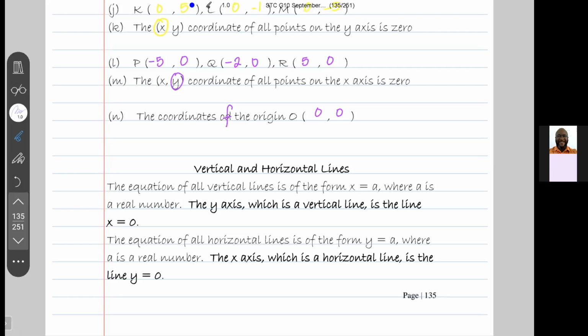All right, now sometimes this gives students some problem. How is it that the x coordinate is the horizontal coordinate, but the x lines are vertical lines? It normally gives people problems, but let's overcome this problem early, and you'll see what I'm saying in a second. Now, the equation of all horizontal lines is of the form y is equal to a, where a is a real number. The x-axis, which is a horizontal line, is the line y is equal to 0.